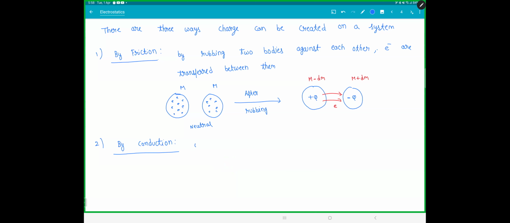So by conduction, what happens when you take two conductors are brought in contact? Charge transfers till potential becomes the same. What is this potential and stuff? We'll be seeing that in the later part of the chapter.